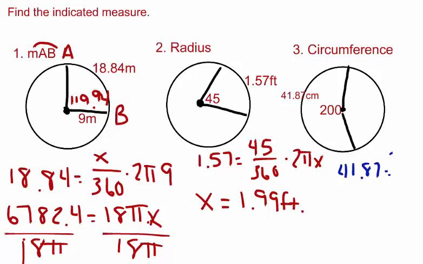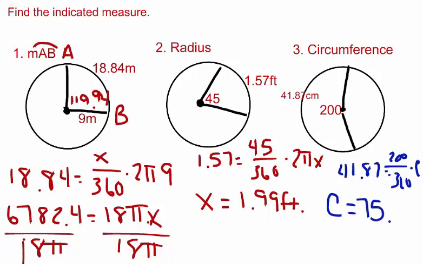And the last one wants you to find the circumference. It gives you the arc length, and 200 degrees is that angle in the center there. So for this one, 41.87 should equal 200 over 360. And remember when I was writing that formula, you can multiply everything by C, the circumference. So we're going to solve for the circumference.